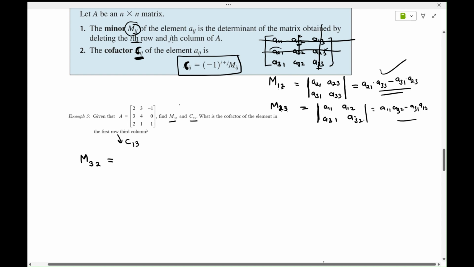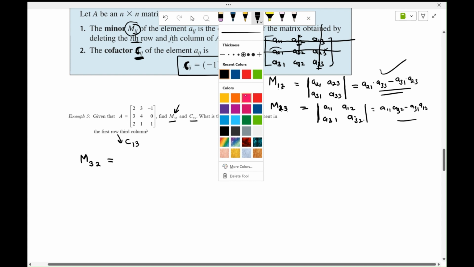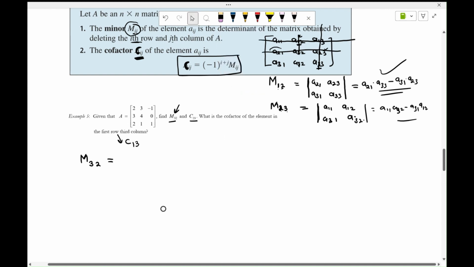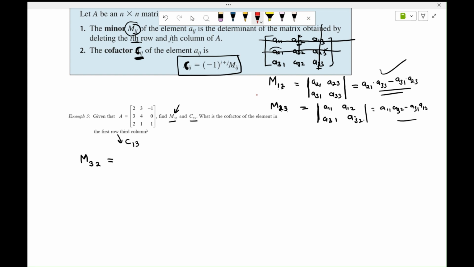To find M32, all we need to do is go to the matrix and look for the elements in the third row and second column. You cover the third row and second column, so we close here and close here. That's what we mean by this word "deletes". What is left, we take the determinant, which will be a 2 by 2. So you have 2, minus 1, then 3 and, I think, 0.